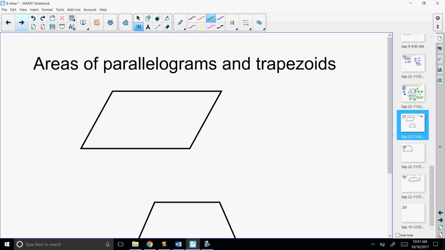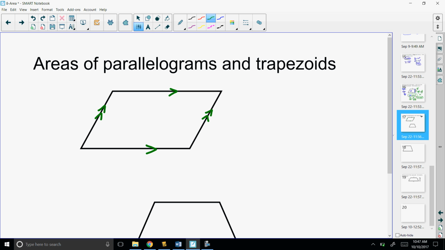let me back up. Instead of areas of trapezoids, which I already gave you a formula for in a previous video clip, what we want to know is what happens if I have a parallelogram. In a parallelogram, you have 2 pairs of parallel sides. It's a quadrilateral with 2 pairs of parallel sides. The key thing is when you say pairs.